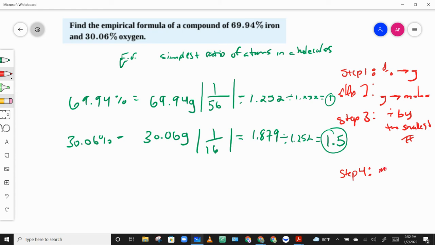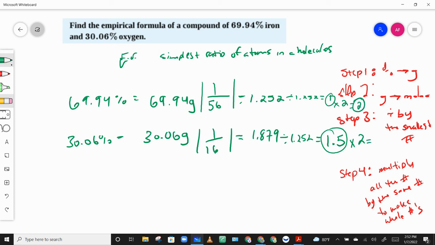Step 4 is simply multiply all the numbers by the same number to make them whole. Whatever you multiply these numbers by, it has to be the same thing. So you can't multiply 1 by 2 and 1 by 1. You have to multiply both by the same number; in this instance, we're going to multiply by 2. If we do this one by 2, we've got to do this one by 2. So 1 times 2 equals 2, and 1.5 times 2 equals 3.